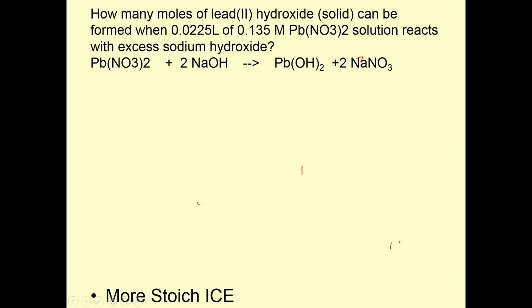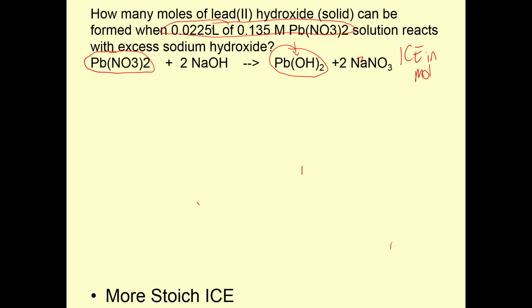Next one, got a little stoich. How many moles of lead 2 hydroxide can be formed from 1.225 liters of 0.135 molar lead nitrate solution reacting with excess sodium hydroxide? So I want to know how much of this I have, and it tells me I'm starting with this. Do you see how I'm changing my substances? When I change my substances, that means I need to do an ICE diagram, and ICE diagrams have to be done in moles. So first I'm going to figure out how many moles there are in this.